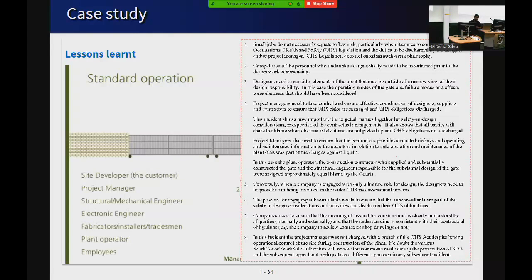Conversely, when a company was engaged with only a limited role of design, the designers need to be proactive in being involved in the wider OH&S. So when you're asked to install a motor, if all you do is install the motor and not care about anything else, then you're essentially being somewhat negligent. And same thing, the gate. If you don't consider as many possible use cases as you can think of, then you're being potentially negligent.